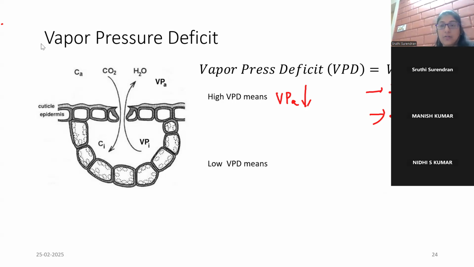We know what is the actual vapor pressure. Take this example itself. This is the saturated vapor pressure. This is the actual vapor pressure. If the VPD is high, what does it tell about the relative humidity? I need you to answer in the chat box, or you can switch on your mic and say, if the actual vapor pressure is low, what does it tell about the relative humidity?